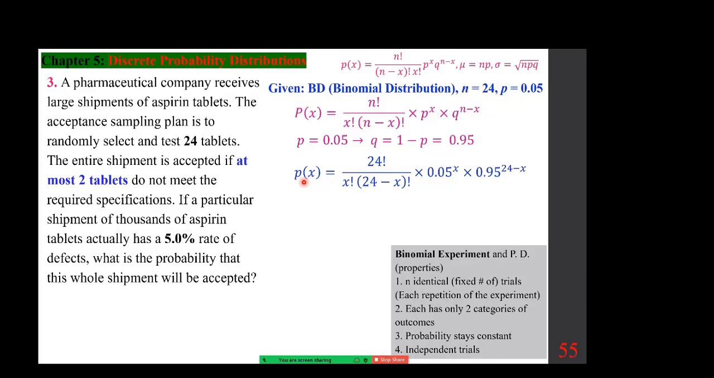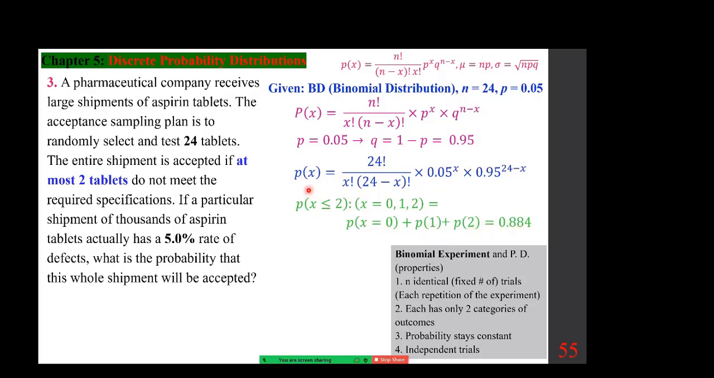So going back to the question, the entire shipment is accepted if at most 2 tablets do not meet the required specs. So probability of X less than or equal to 2. That means you calculate the probability of X equals 0, X equals 1, X equals 2, add them up, and that's the answer. So in this formula, you replace the X with 0, do the math. 1, do the math. 2, do the math. Add them up.